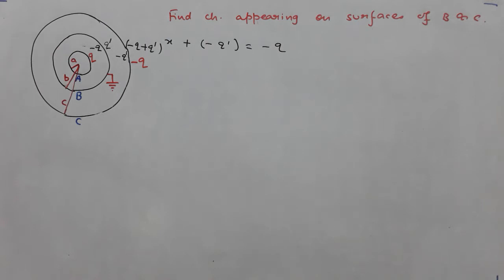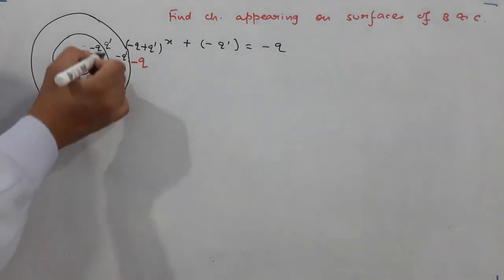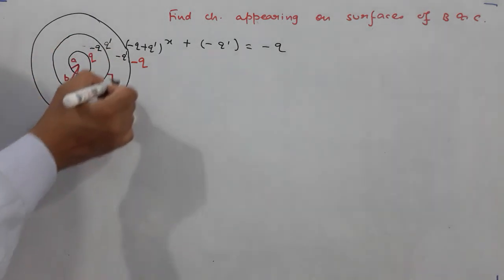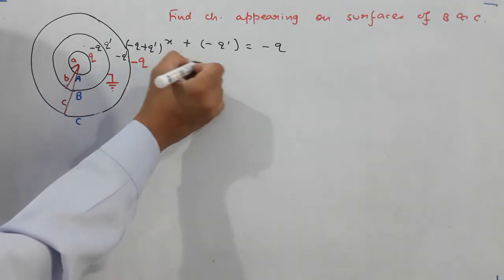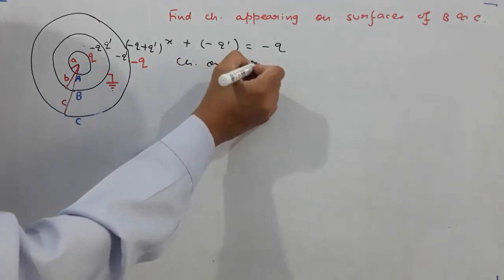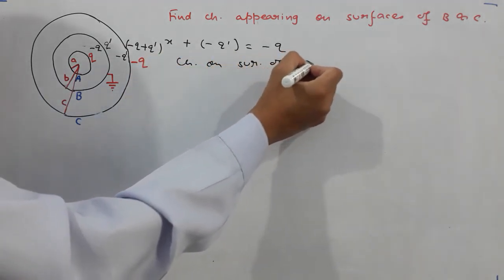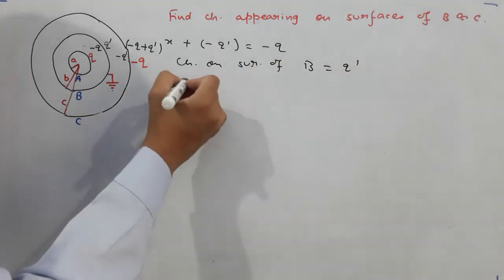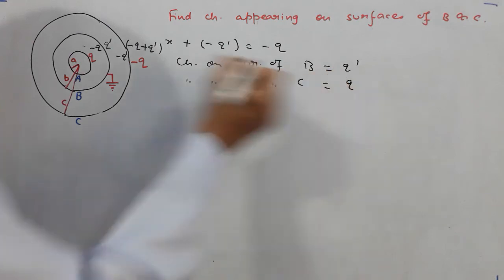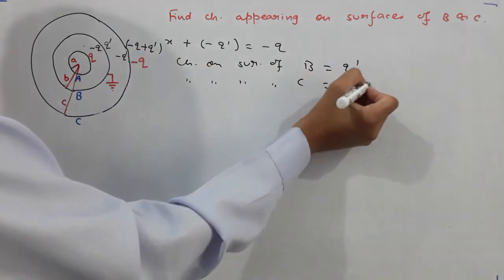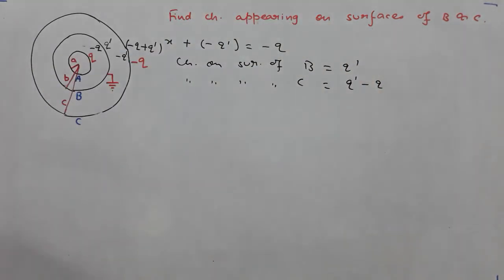So they have asked the charges appearing on the surfaces of B and C. So on the surface of B the charge is Q dash. On the surface of C the charge is minus Q plus Q dash. So charge on surface of B is equal to Q dash, and charge on surface of C is equal to Q dash minus Q, I can write. Now I have to find what is the value of Q dash.